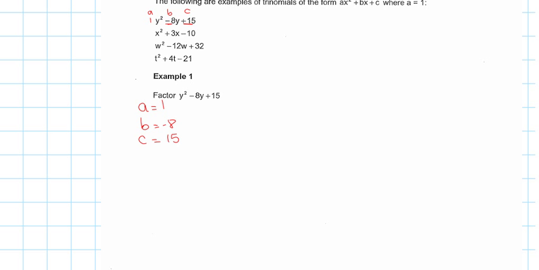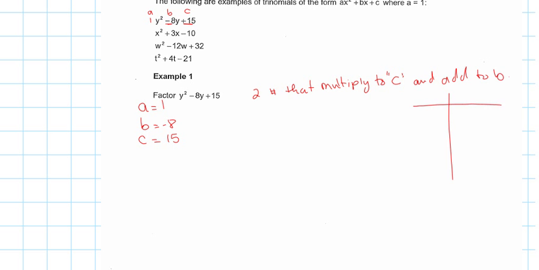Okay, so here's the rule. The rule is you're looking for 2 numbers that multiply to c and add to b. Okay, so here's how I set it up. I set it up in a table like this. So I'm looking for 2 numbers that multiply to 15 and add to negative 8.